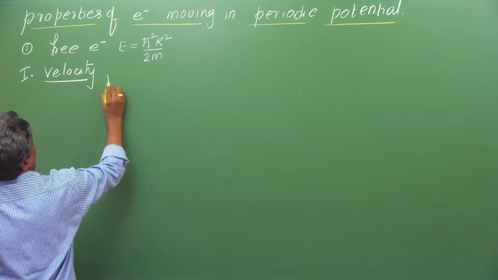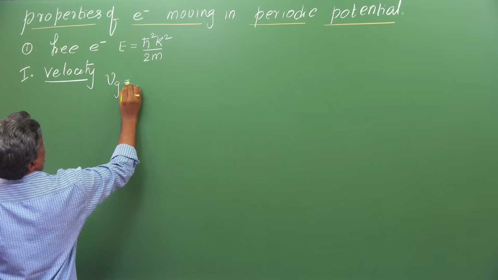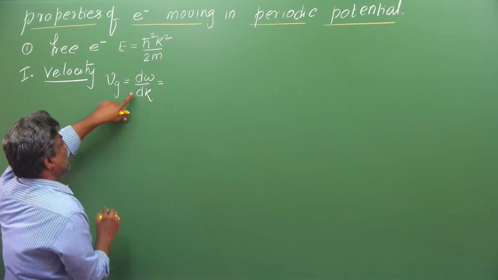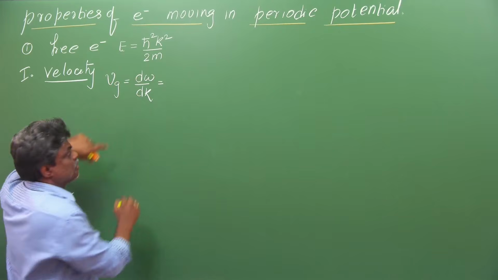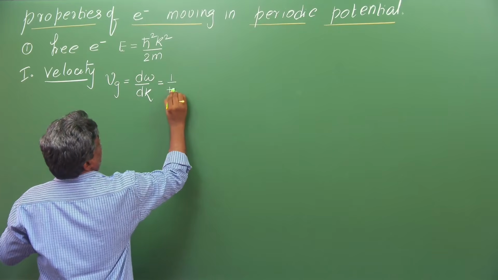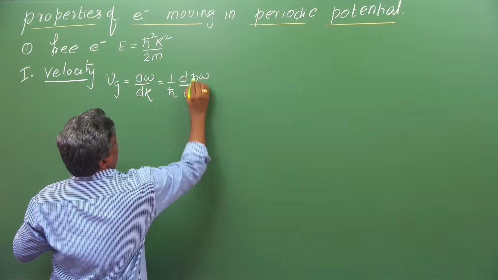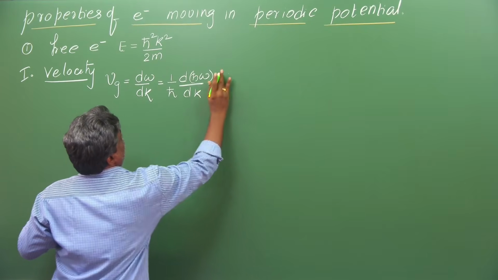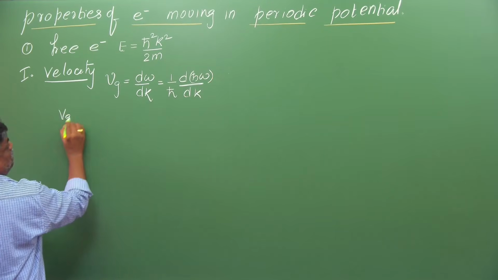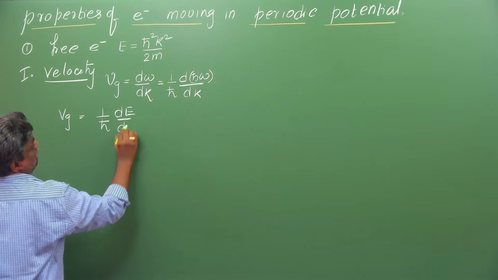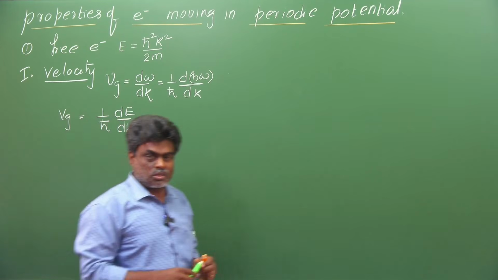Everybody knows velocity means group velocity. Group velocity is equal to d omega by dk. Now I am going to multiply with H cross and divide by H cross here. That's why 1 by H cross d of H cross omega by dk. I hope you remember, this is nothing but Vg equal to 1 by H cross dE by dk. This is the velocity of the electron.